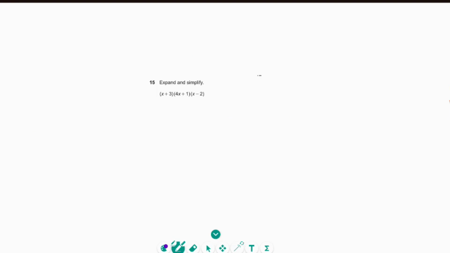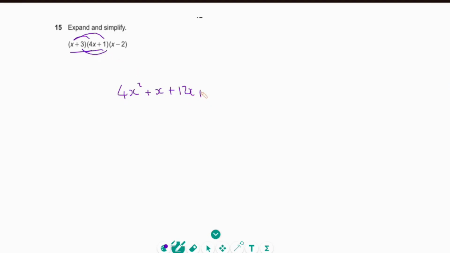Question 15. Expand and simplify. You just need to choose any 2 brackets to expand first and then multiply it by the third. X times 4x, 4x squared. X times 1, x. 3 times 4x, 12x. 3 times 1, 3. Let me just simplify that. 4x squared plus 13x plus 3.